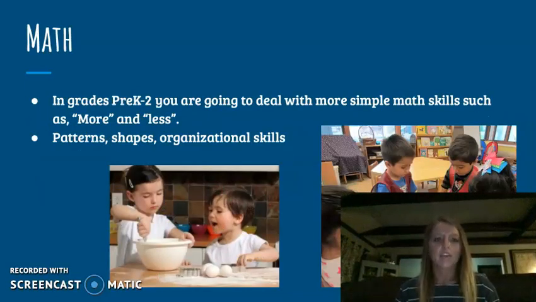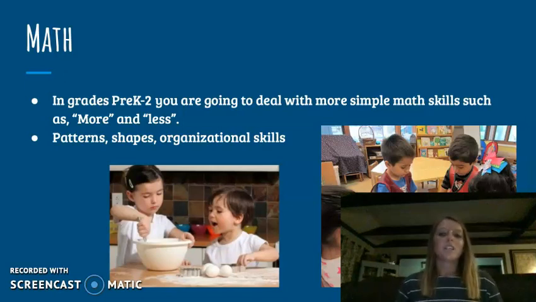And math. In grades pre-K through 2, we're going to deal with more simple math skills such as more and less. We may deal with patterns, shapes, organizational skills, but it is still this math skill, and it's teaching them to use this to help them solve a problem and come to find the final answer.